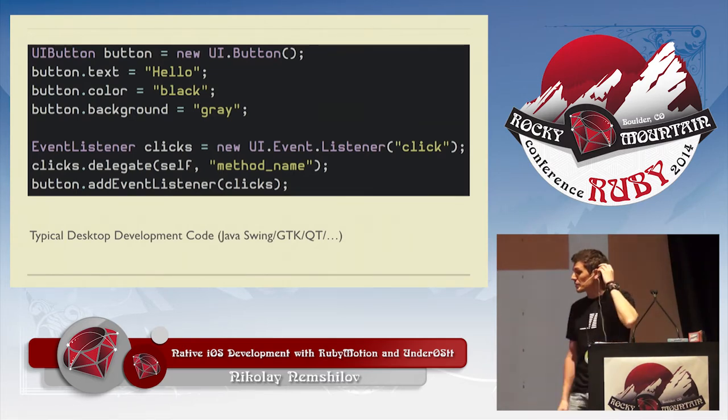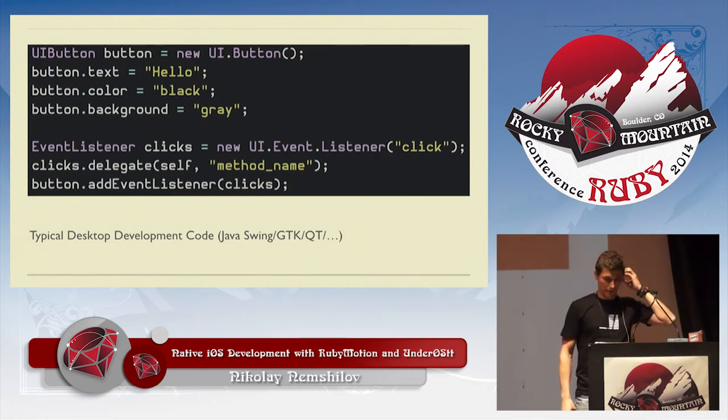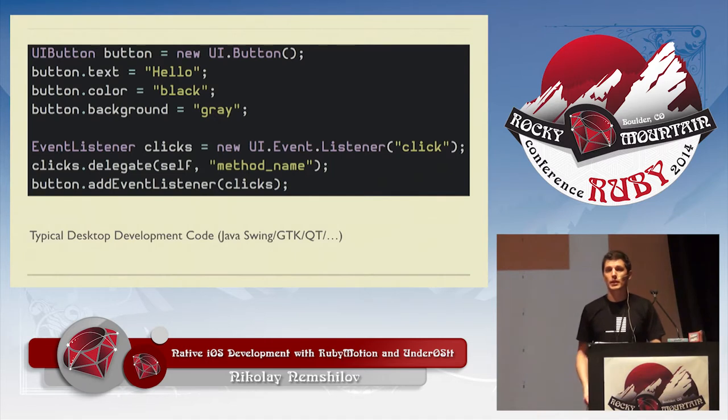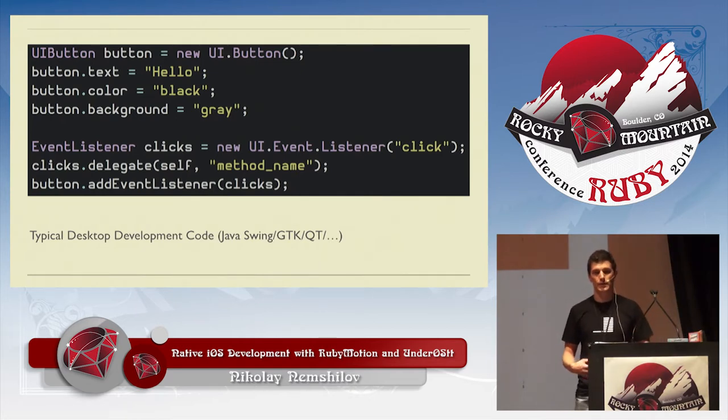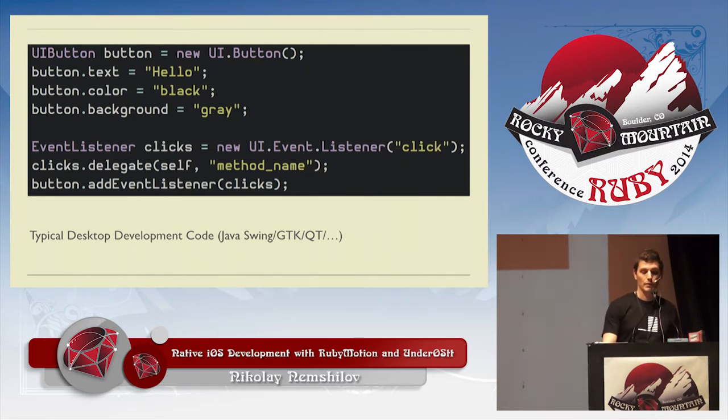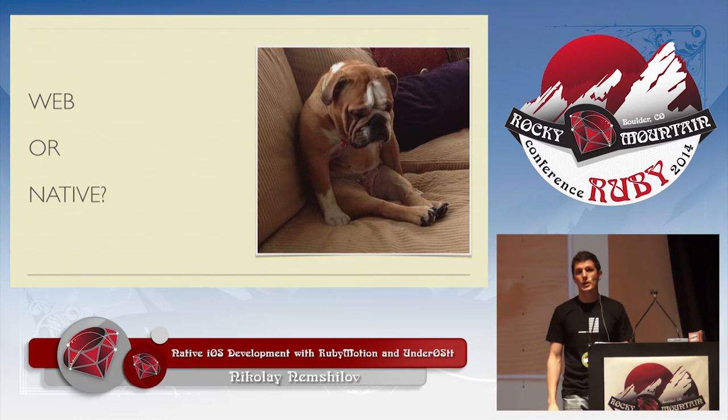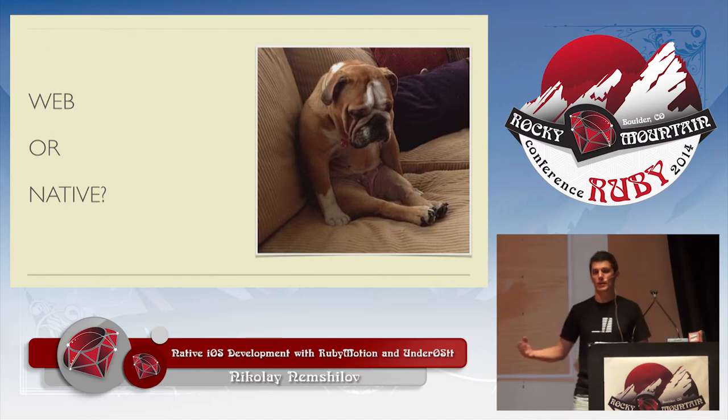So on the other end of the spectrum, we've got a typical desktop development style, where everything is written in a single language and compiled down to a native application. We've got UI libraries where we assign content to things through an API, make changes, assign event listeners, stuff like that. It works great, but for us as developers, when it comes to choosing how we implement mobile, it's always a struggle, right?